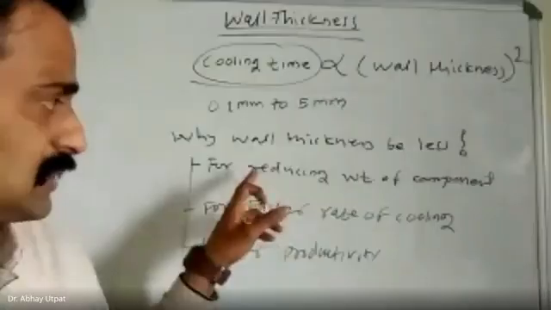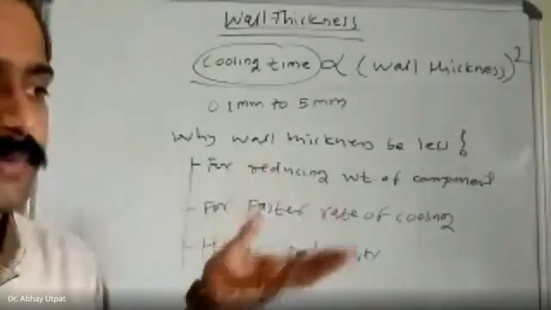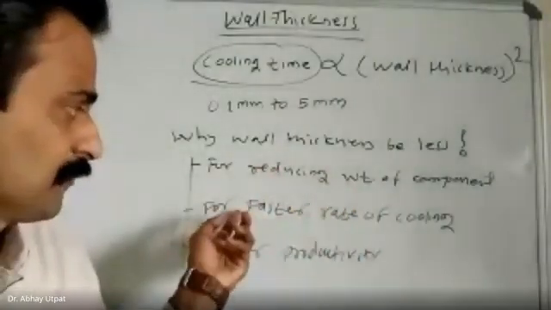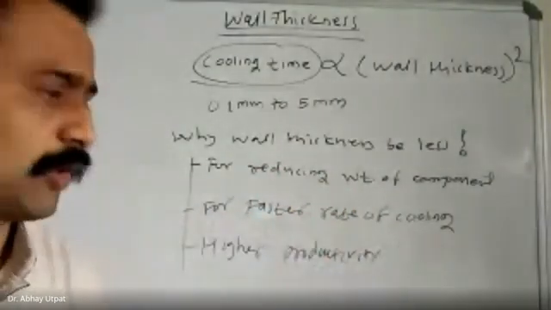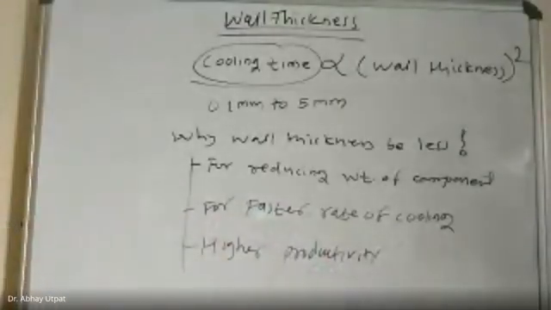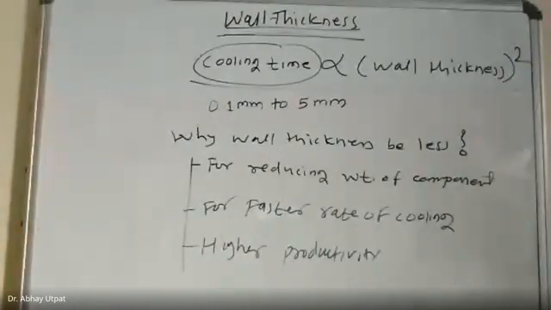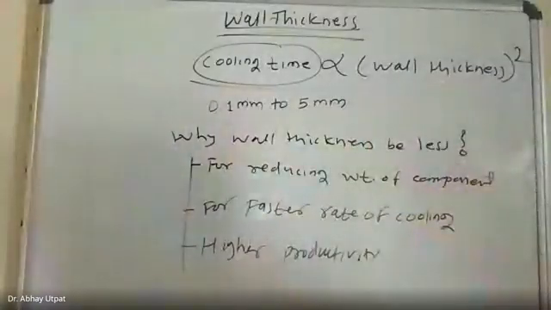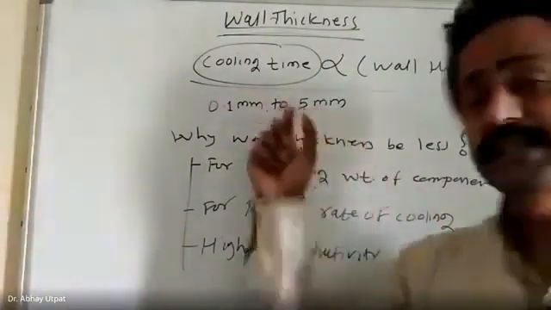Why? Because the component you make will be light in weight, it will perform well as designed, and faster rate of cooling will cause faster production rate and productivity increases. Means if you are planning to manufacture 10,000 components in a week, that 10,000 may become 15,000 components in a week. Now, there are many such cases where you can't keep your wall thickness minimum.